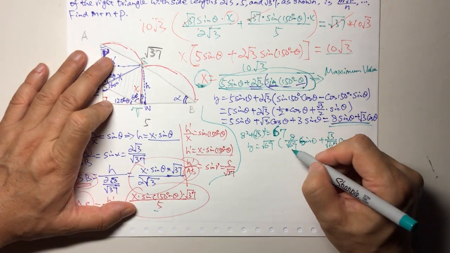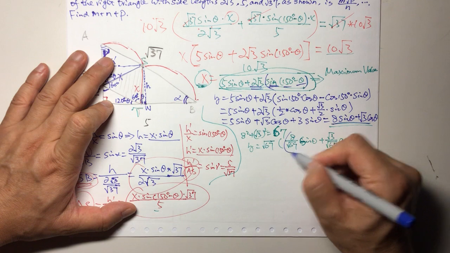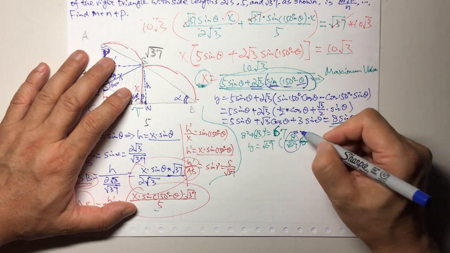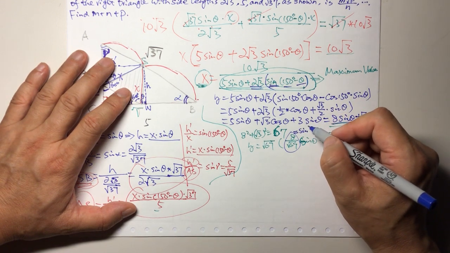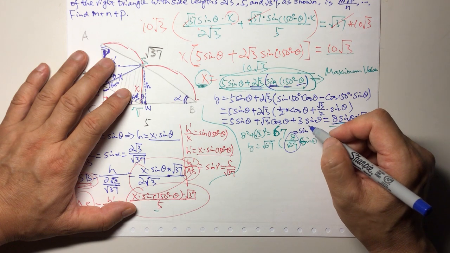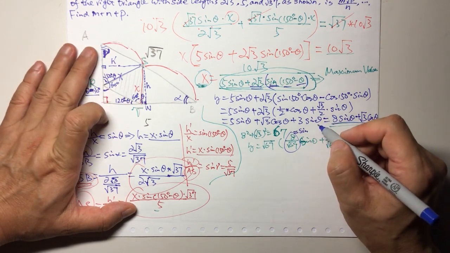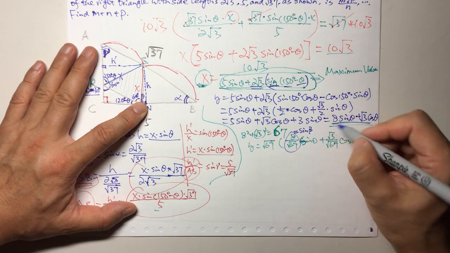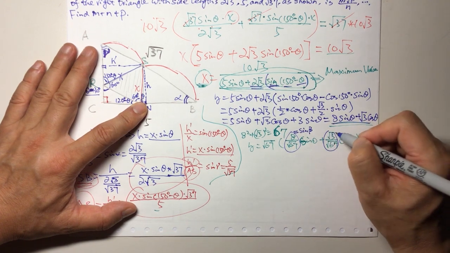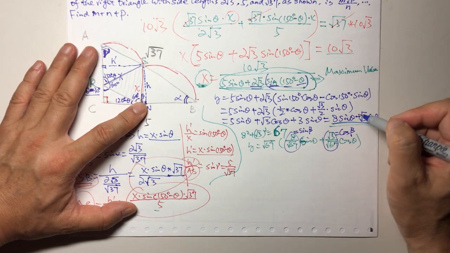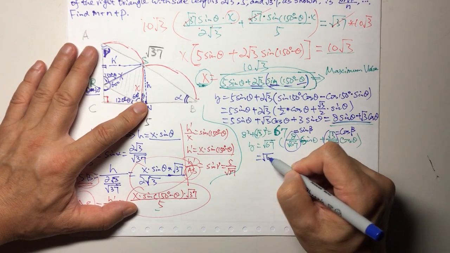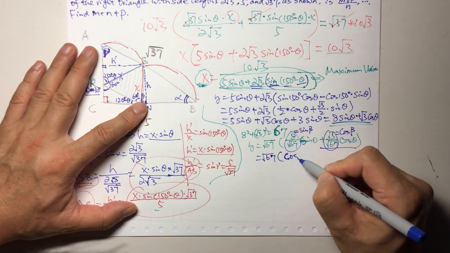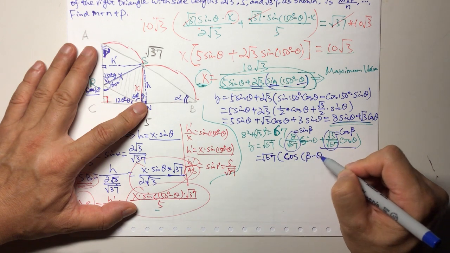Now let me say this equals some angle's sine value. We can use alpha, gamma, or beta, right? So if this is sine beta, this one will be cosine beta, right? So y equals square root of 67 and inside it will be cosine of beta minus theta, right?